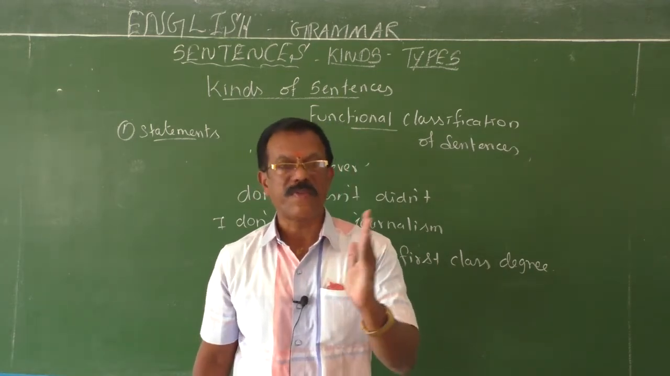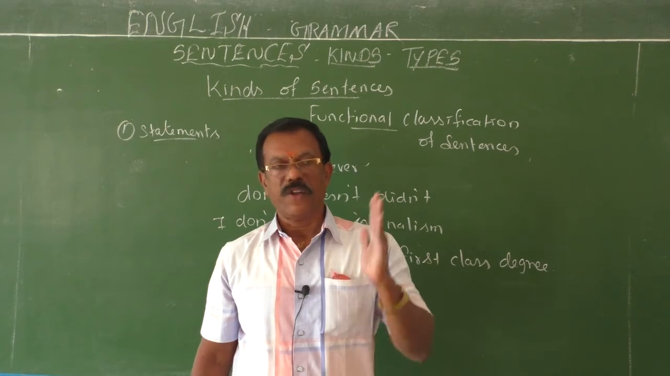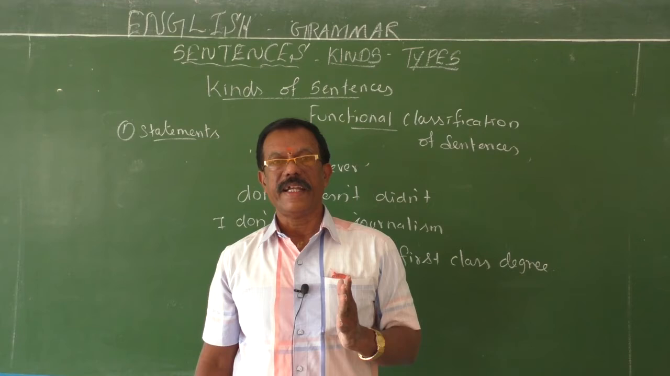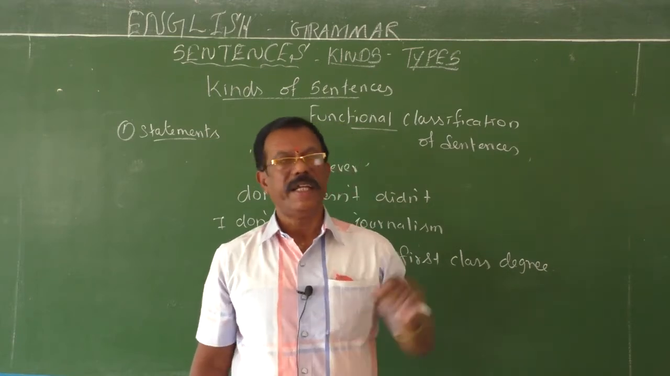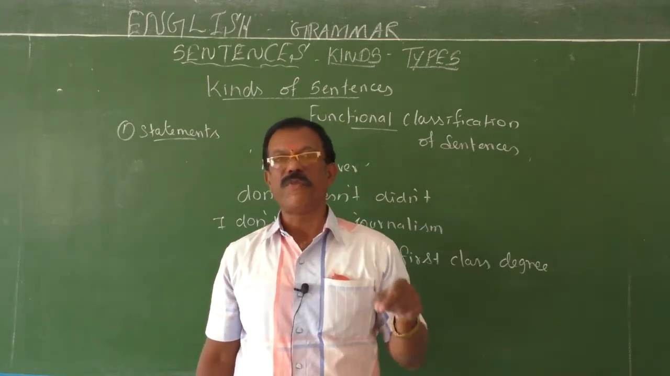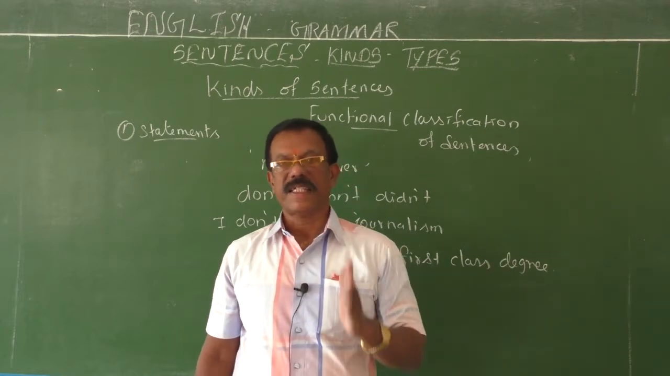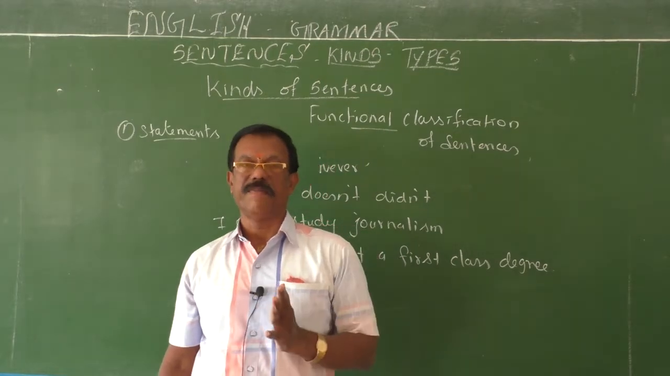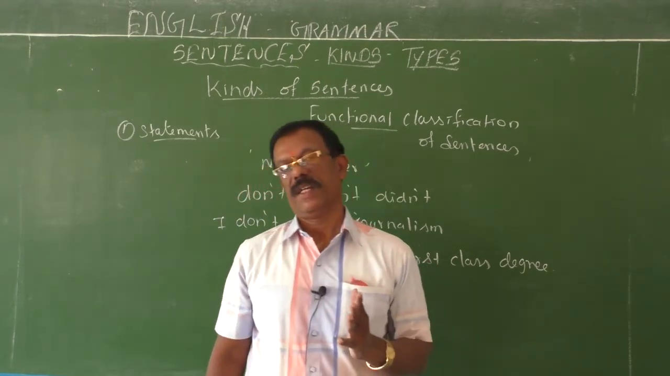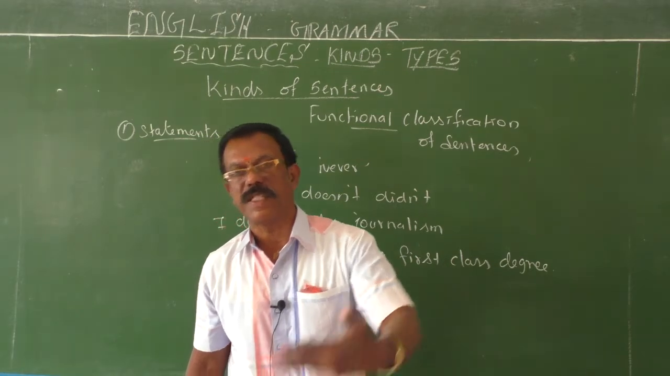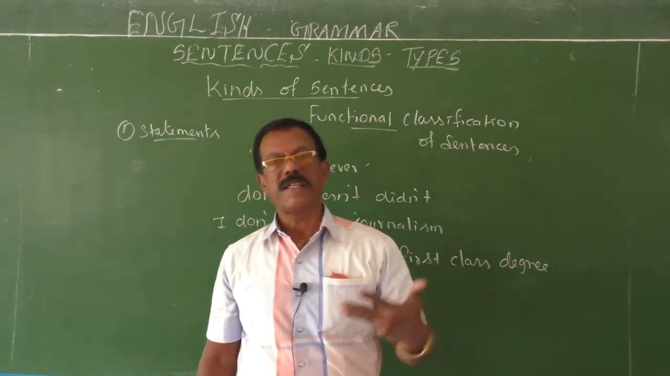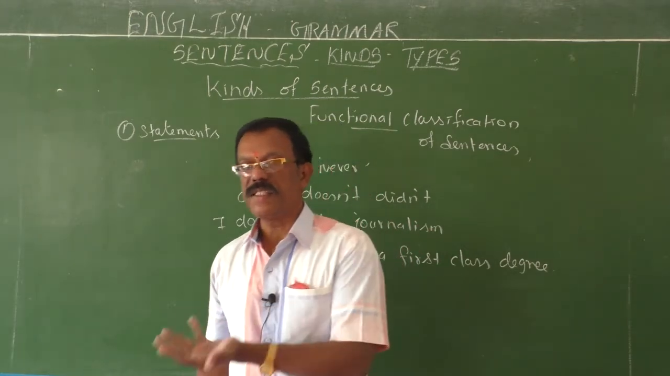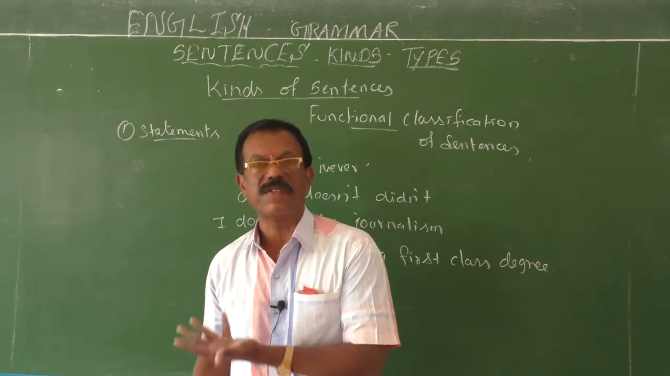A statement begins with a subject and is followed by a verb. It ends with a full stop. So, we put a full stop at the end of a sentence. A statement states something. Every statement begins with a subject. So, every statement has its own subject. The statement may be positive, the statement may be negative. If it is a positive sentence, it gives a positive idea. If it is negative, it gives negation or negative ideas.